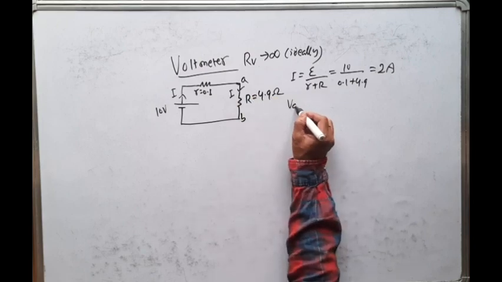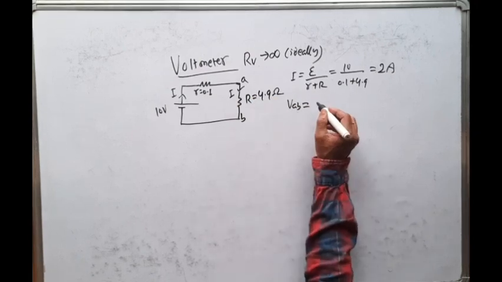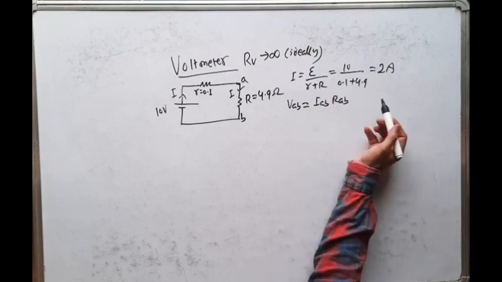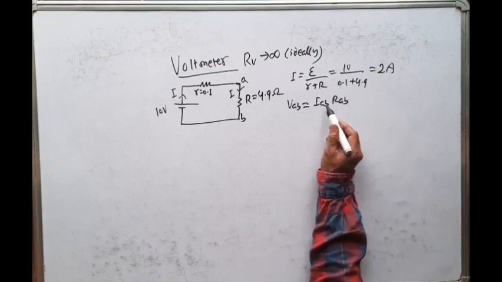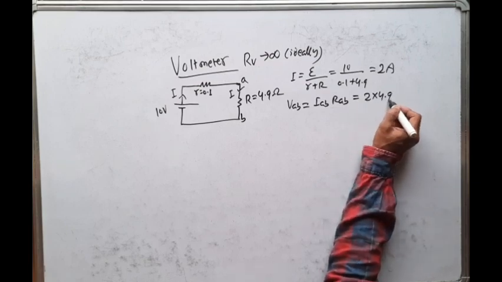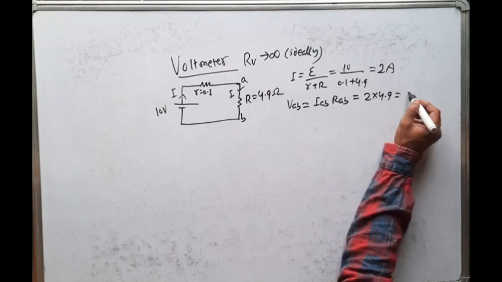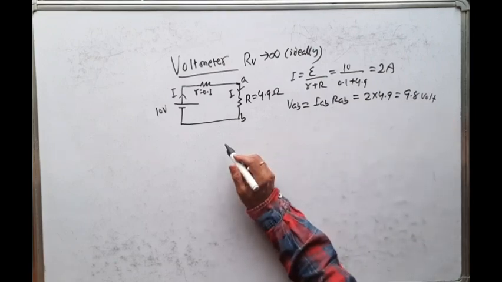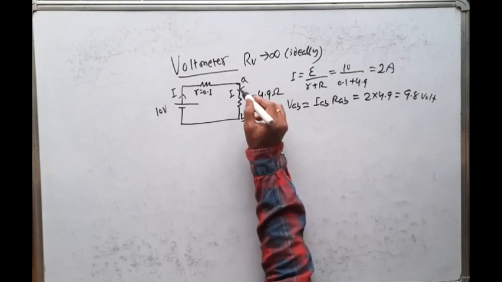Now I want to find the voltage across A and B. So VAB is nothing but IAB into RAB. You know V is equal to IR. So VAB is equal to IAB into RAB. I is equal to 2 ampere. Resistance is equal to 4.9. So if you multiply, you will get 9.8 volt. And that 9.8 volt will be measured by what?